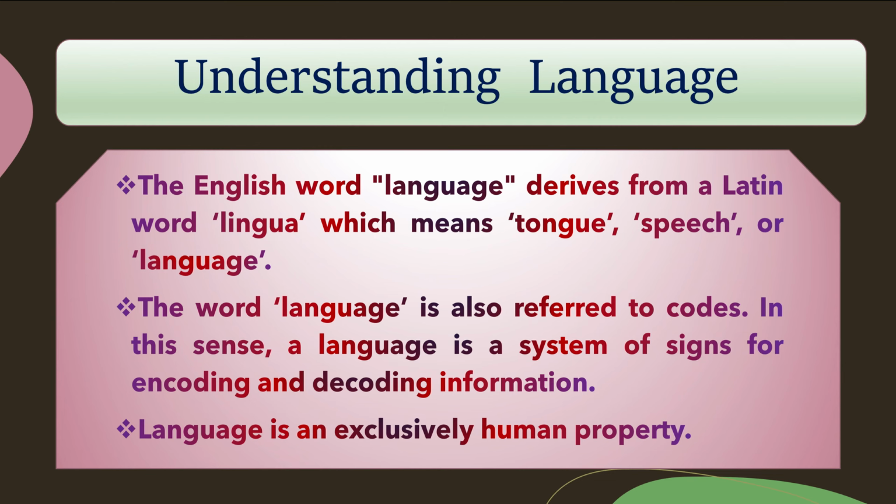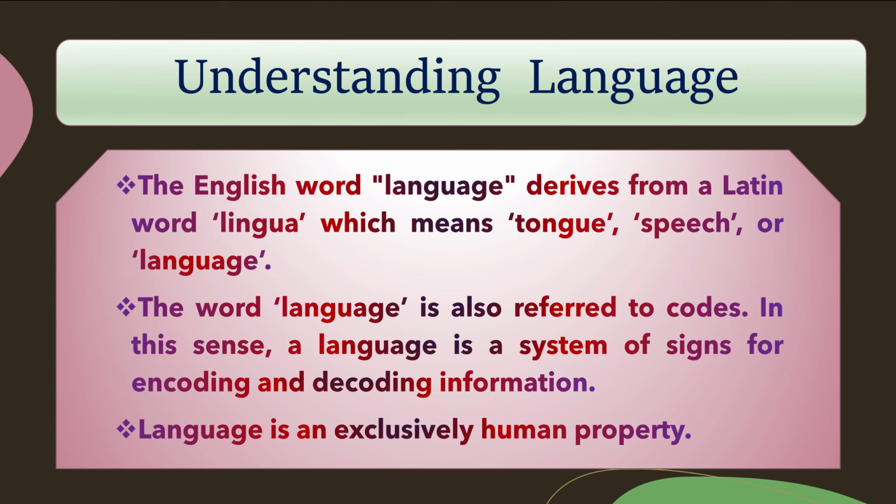So the number one point is that it comes from a Latin word, lingua, and it means tongue, speech, or language. Second point, language is a system of signs, a system of codes, and they help us in encoding and decoding information. And the third point is language is an exclusively human property. Language is made for humans. Humans have created language, or language has made human existence possible, in either way.